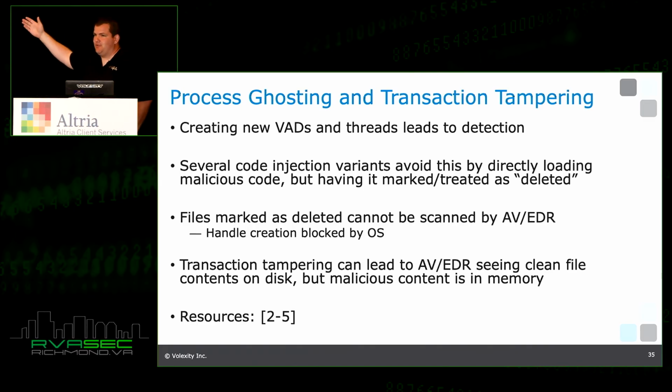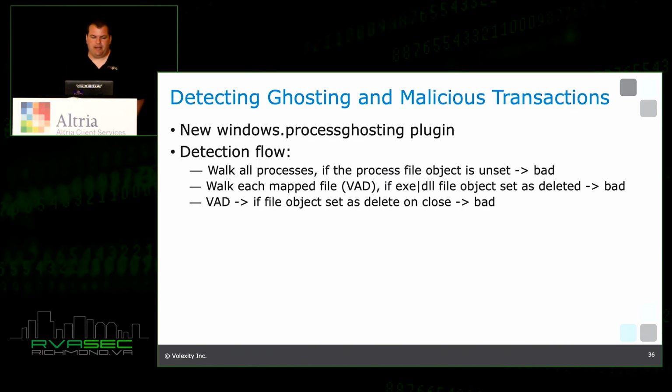So the operating system's running, but it thinks it's running from a deleted file. And if your AV or your EDR tries to open a handle to it to then read the contents of the file from disk, the operating system just blocks it. So there's no way to read the contents of the file from disk, even though it's running as a process. And so this, as you might expect, bypasses quite a bit of detection on the live machine.